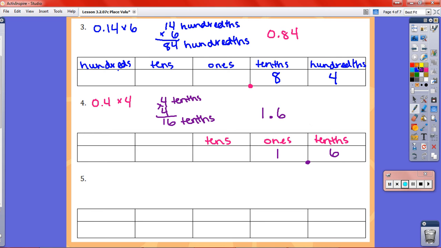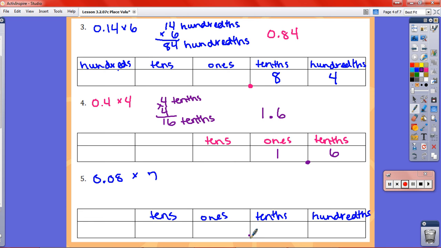And it's really easy to see with hundredths, because if I do 8 hundredths times 7, so that's hundredths, tenths, ones, tens, and so on.